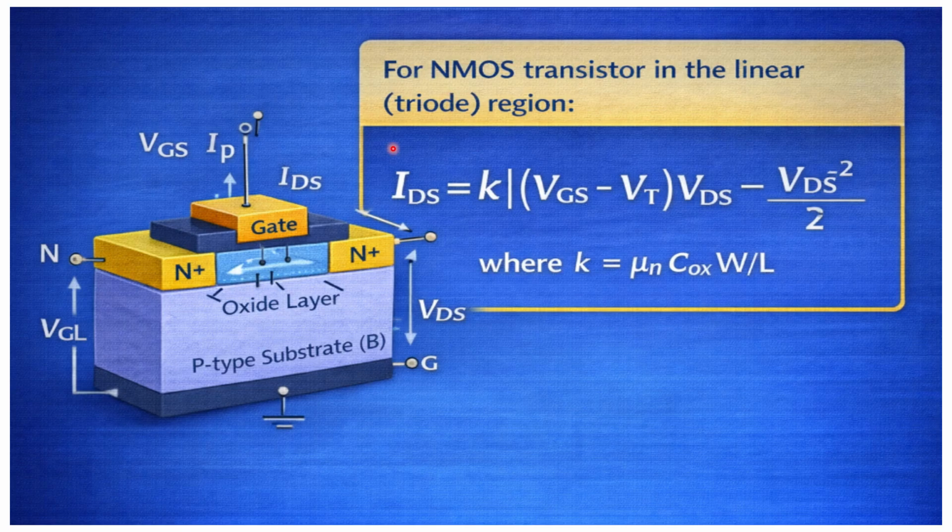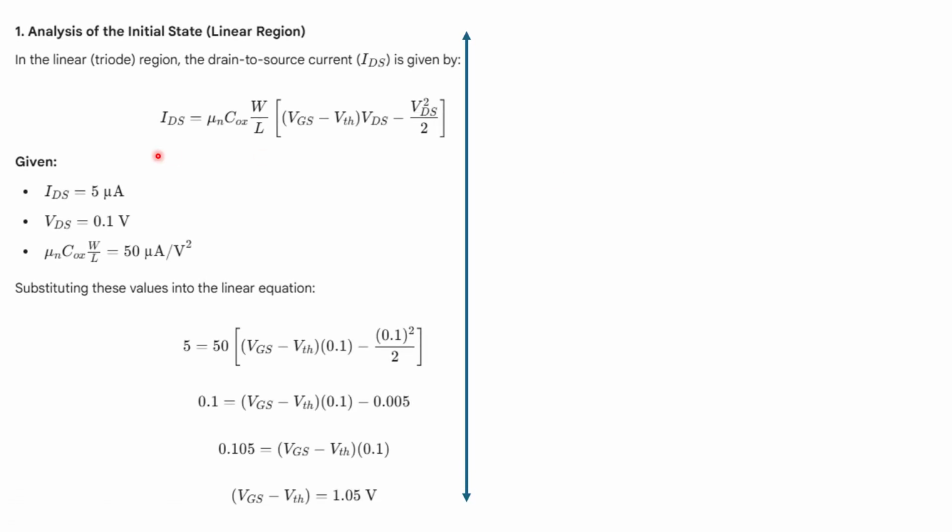So here is the NMOS transistor. You can see this is the drain, this is the source, and here is the gate. Basically the gate will control the flow of electrons from source to drain, right? The amount of current will depend on the VGS that you are applying across the gate, and definitely the VDS that you are applying across the drain. This is the formula used to find the current in the region, where K is μCox W/L, times (VGS minus VT) into VDS minus VDS squared by 2, right? So let's see a more detailed explanation of this question.